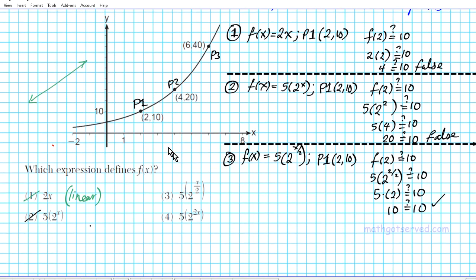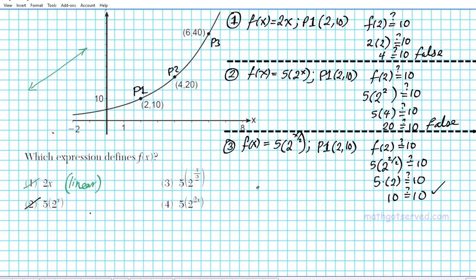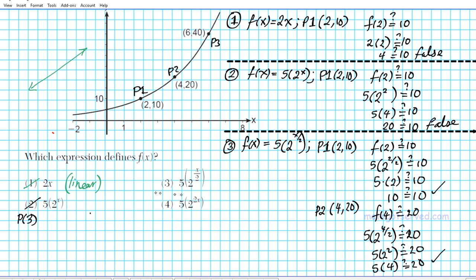But is testing only one point sufficient? The answer is no. We have to test all 3. So let's move on to point 2. P2 is (4, 20). Is f of 4 equal to 20? If we plug in 4 into the function, we have 5 times 2 raised to the 4 over 2. 4 over 2 is 2, so 5 times 2 squared. 2 squared is 4, so it's 5 times 4. Is it equal to 20? It certainly is. Looking good. It looks like this is going to be our answer, but let's not make any assumptions. Let's try the third point, P3. Or another thing you can do is plug the first point into the last option and see if it works or not.